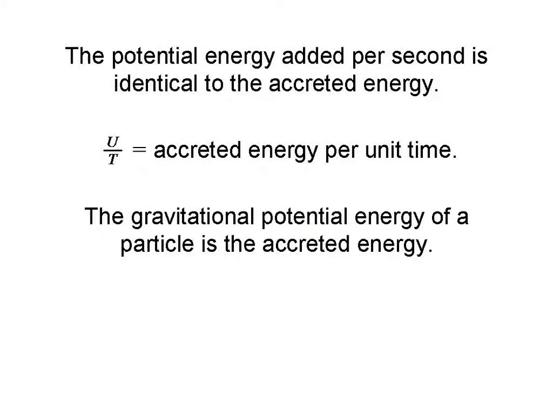We can make the claim that the gravitational potential energy added per second is identical to the accreted energy, that the gravitational potential energy divided by the age of the universe is the accreted energy per unit time. The gravitational potential energy of a particle is the accreted energy.